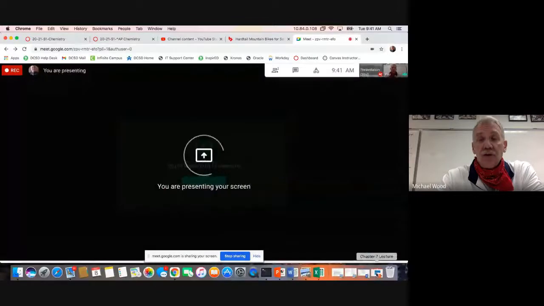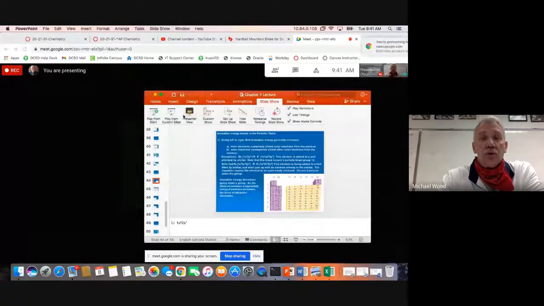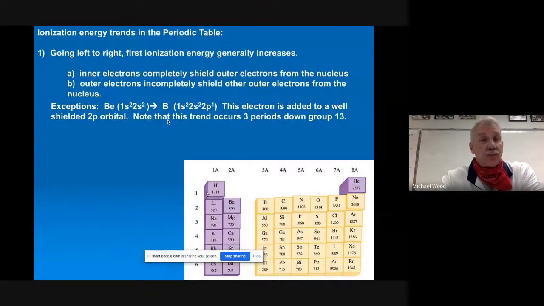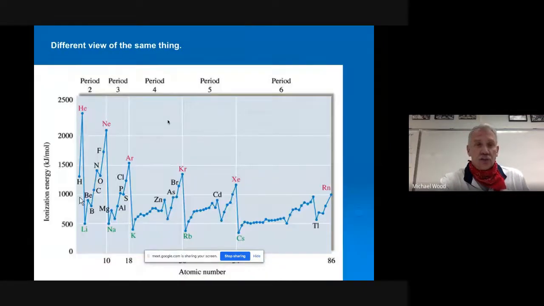Now there are 2 exceptions. It's not a huge thing on our test, but this will be on our test: to identify where those exceptions are and explain why. So the first exception is beryllium to boron. And here I'm going to jump ahead, and I actually showed you this in class. But if you look at the trend across a row, the ionization energies are increasing with 2 exceptions.